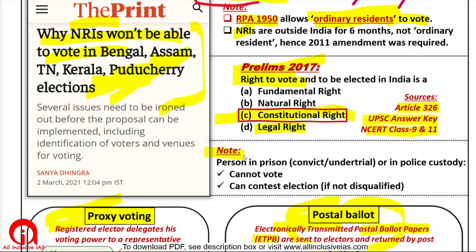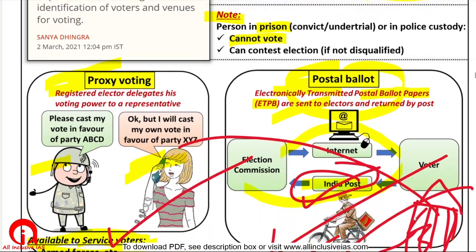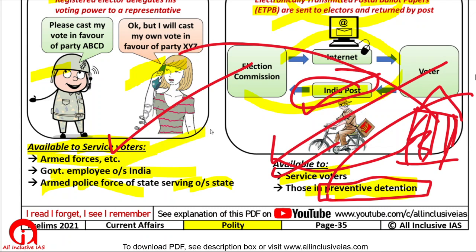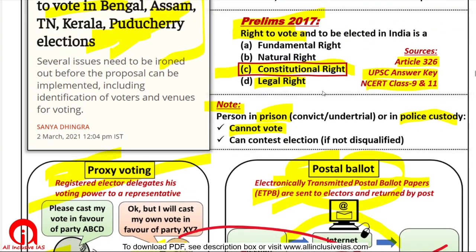One important thing for prelims: if a person is in prison or in police custody, that person cannot vote. See here, not the preventive detention. Preventive detention is another thing. But otherwise, if for any other reason you are in prison or in police custody, then you cannot vote because you are not a service voter. You are not in preventive detention, so you can't use proxy voting or postal ballot. And since you are in custody, you can't go physically to the polling booth. Therefore, you cannot vote. However, you can contest elections, provided you are not disqualified.